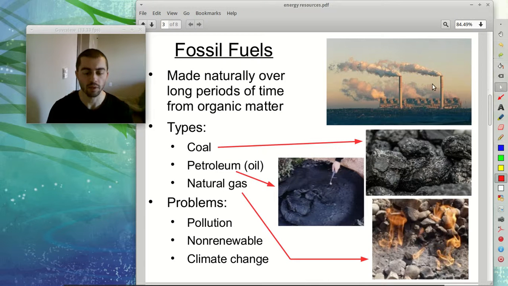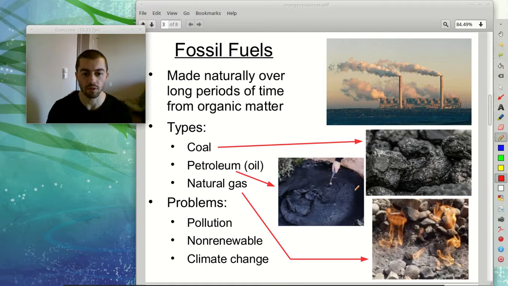Okay, so there are a couple different types of energy resources we're going to talk about here. First, fossil fuels. Fossil fuels are made naturally over long periods of time, like I talked about, from decaying plant matter and other organic matter that gets compressed deep underground. That's a very simplified explanation, but that's basically all you need to know for our purposes. There are a few different types of fossil fuels: coal, natural gas, and petroleum, which is crude oil, if you've ever heard of that.